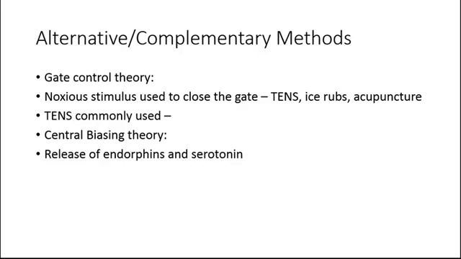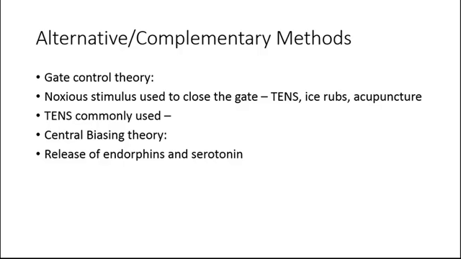Alternative or complementary methods, all right? And I'm just going to address some of the methods that are used when we're using the gate control theory or when we're using the central biasing theory. The central biasing theory is the one where it's the feel-good actions. We have the release of endorphins and serotonin here. And so techniques that are used for that can be such things as music therapy, aromatherapy, therapeutic touch, massage, biofeedback falls in there, hypnosis, all right? Those are the types. They tap into the release of endorphins, making the person feel good, and that's a method that is used for pain management.